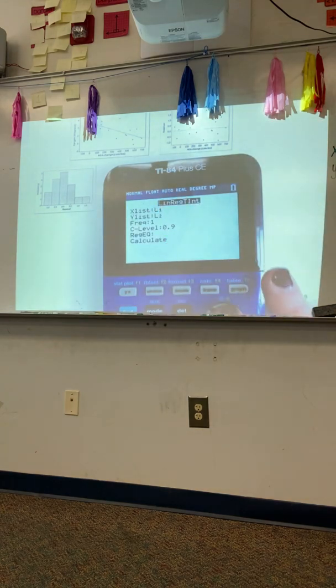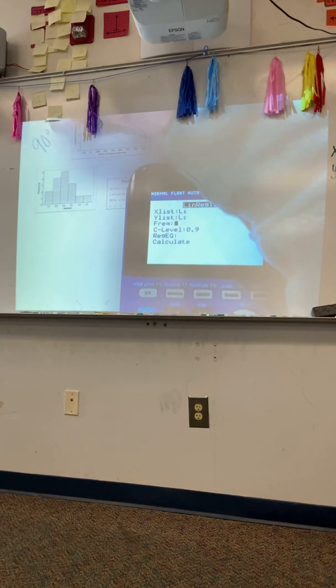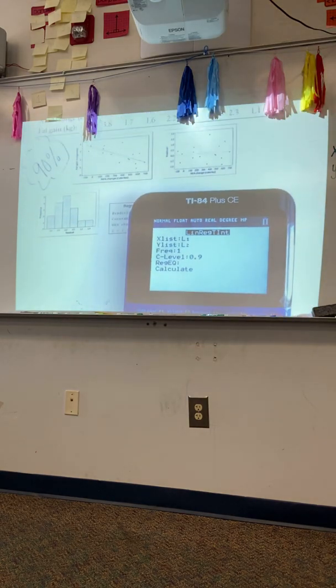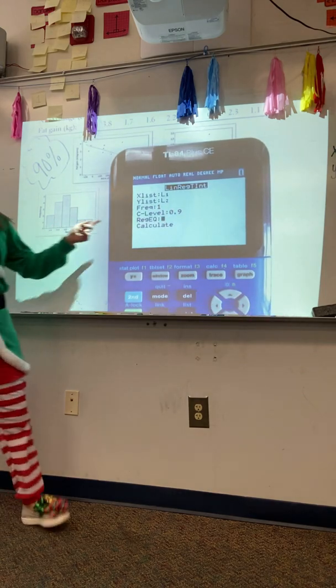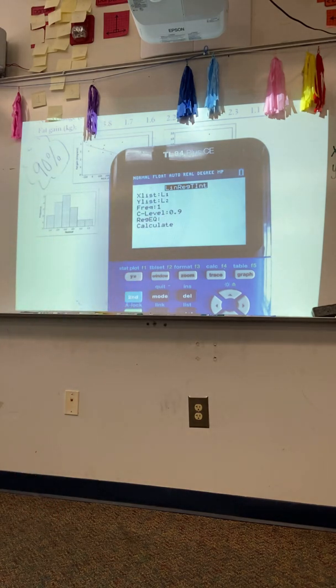Your data's in L1 and L2. I know I didn't tell you this, so write it at the top of your paper. We're doing a 90% on this one. So if you did want to go back in the book and look at this, I believe this problem's in your book. We're going to do a 90%. You do not have to put the regression equation in. How cool is that? Don't even worry about it. Skip over it. And press calculate.